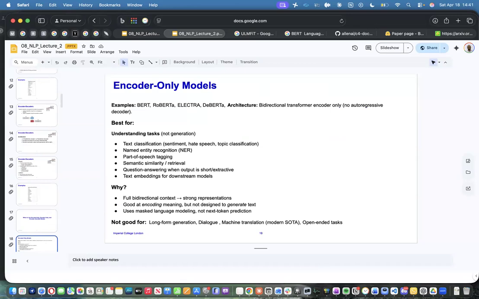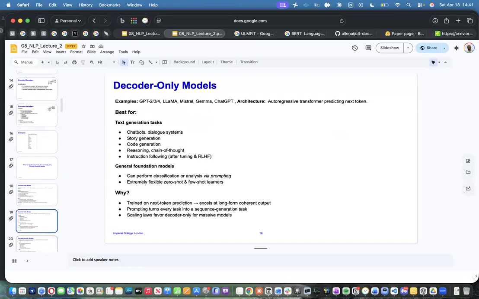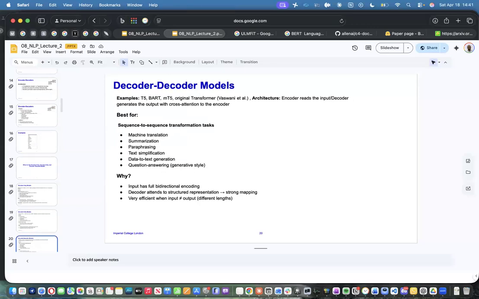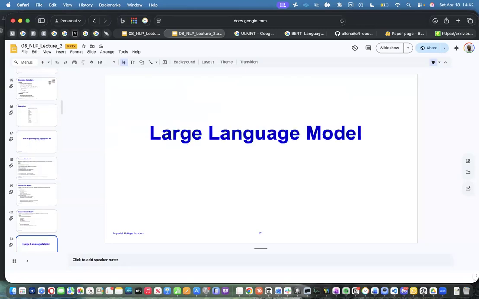Okay, any question? This is what we have: encoder-only models are good at understanding. Decoders are good for text generation. And encoder-decoder models are good at sequence-to-sequence transformation. Okay, any question?